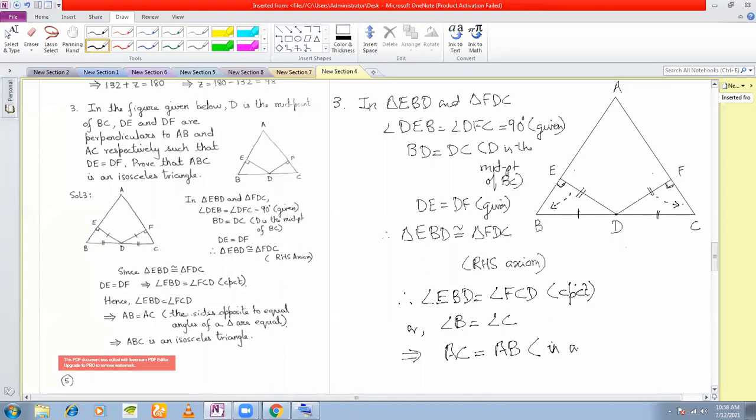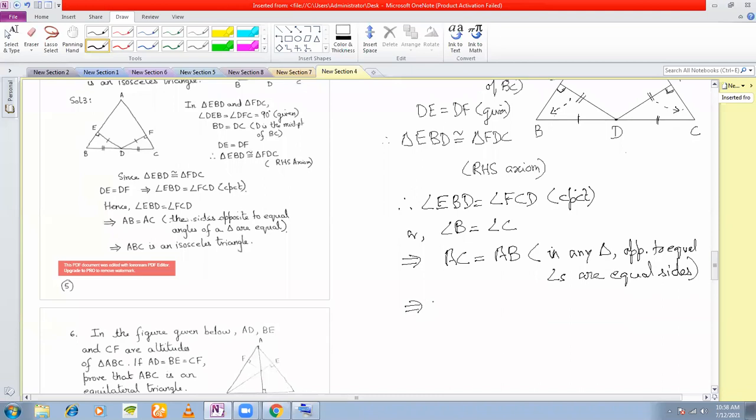In any triangle, opposite to equal angles are equal sides, and therefore we say triangle ABC is isosceles.